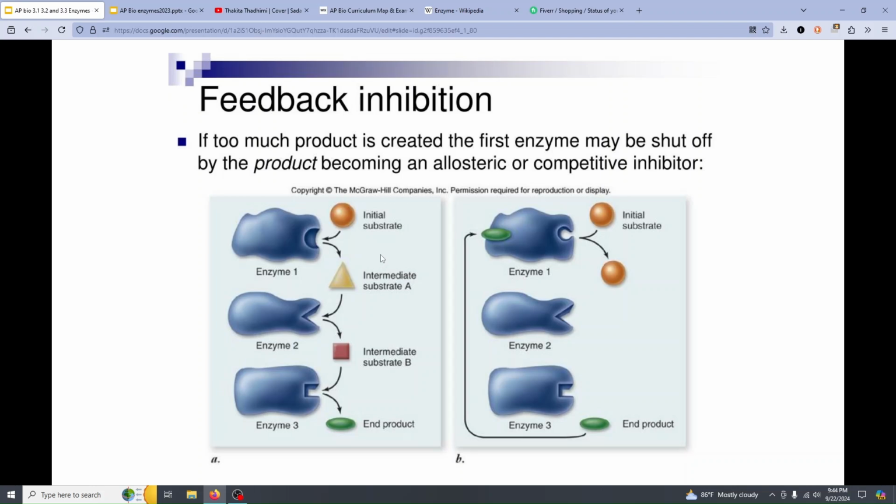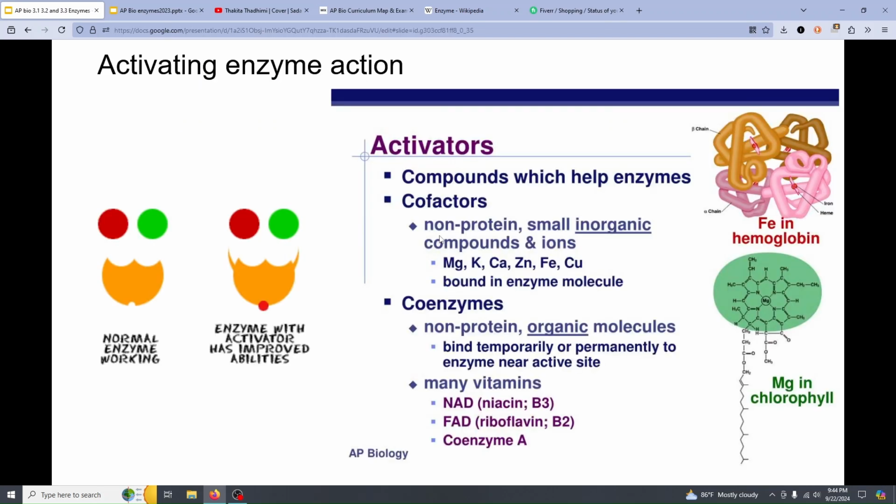Again, we'll see real life examples of this in our future chapters. So that was inhibition, where you had an enzyme come in and inhibit the activity of an enzyme. How about activating an enzyme?